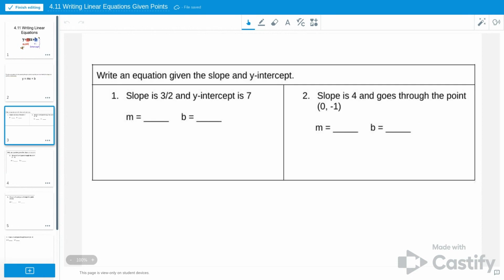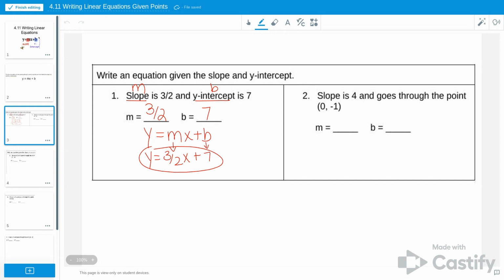So we've done some of these basic ones before. If I ask you to write an equation given the slope and the y-intercept, if I tell you the slope is 3 over 2, then that means that my m is 3 over 2 and my y-intercept is 7, so that means that my b is 7. So when I write my equation, I'm just filling in what m and b are. So it would be y equals 3 over 2x plus 7. And that would be my equation.